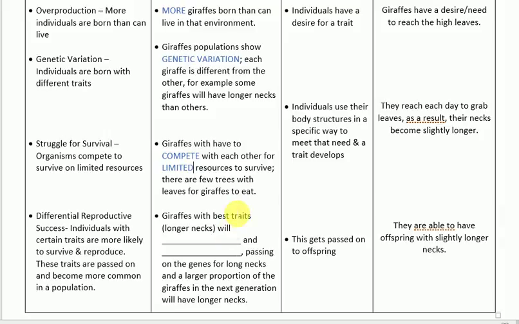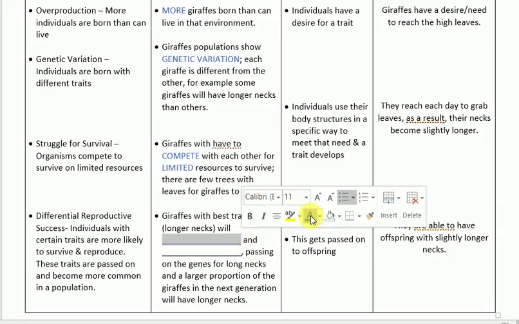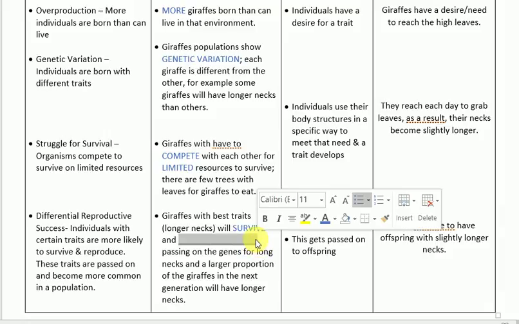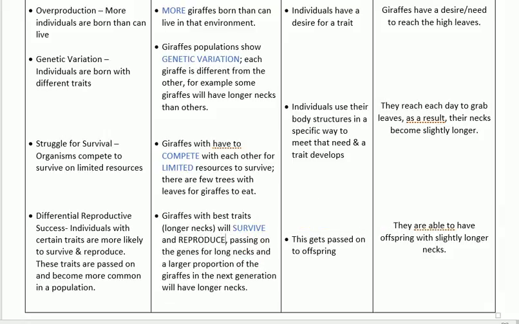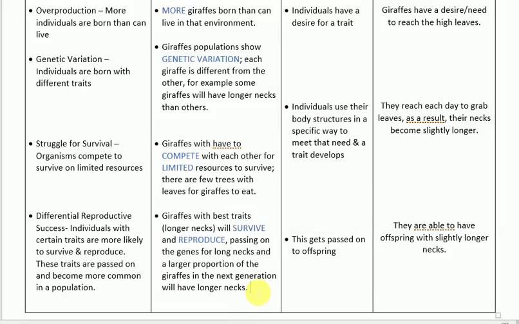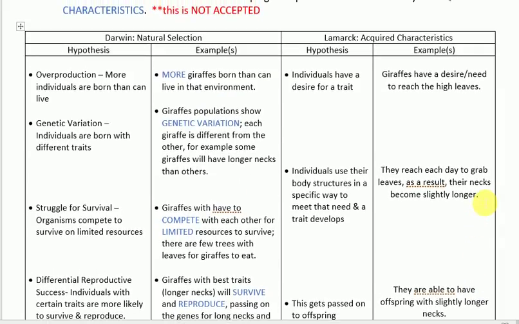And the last hypothesis he had was differential reproductive success. Individuals with certain traits are more likely to survive and reproduce. These traits are passed on and become more common in a population. So in our case of giraffes, those giraffes with the longer neck, which is the best trait, will survive and reproduce. And then they're going to pass those genes on for the long neck to a larger population in the next generation. And so those next generations will have longer necks. So all of that pretty much makes sense. Now let's look at Lamarck.